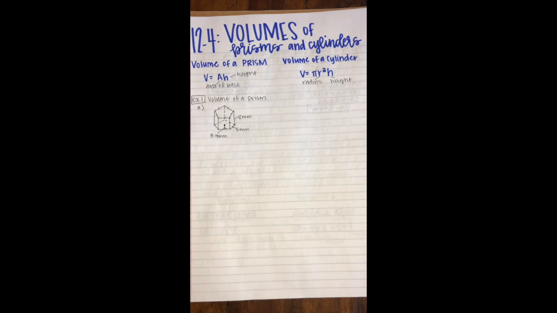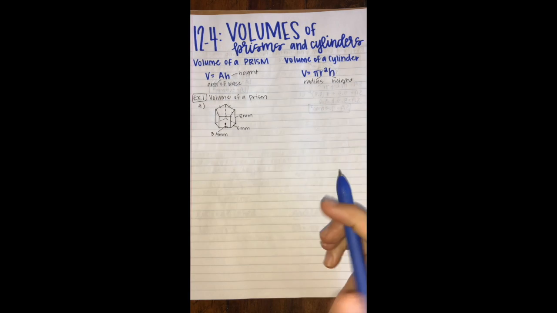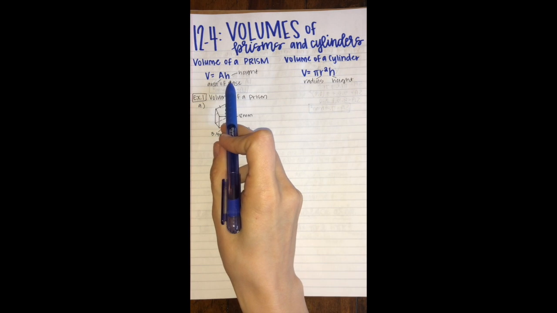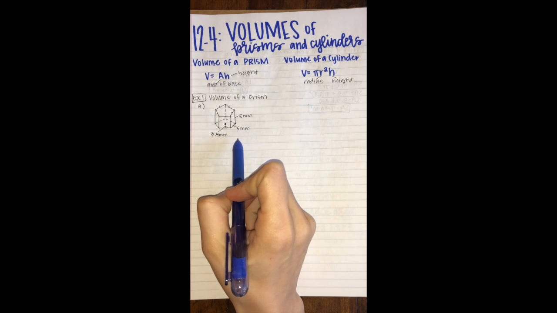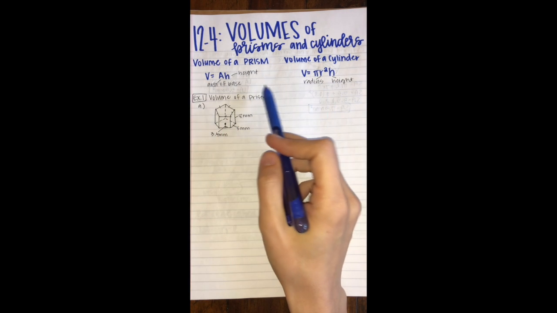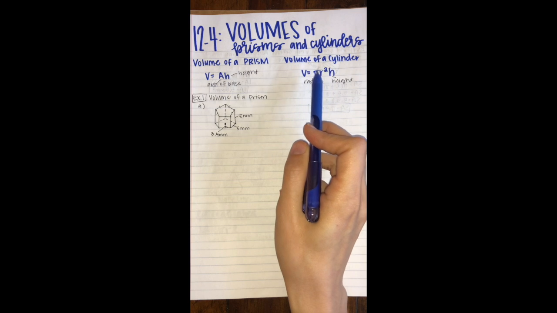So today we're going to be talking about volumes, and we're going to start off with section 4, which is volumes of prisms and cylinders. So I have the two formulas here. Volume of a prism is just the area of the base times the height. So our area formulas from the last chapter we'll use. And for a cylinder, it's the same idea, but the area of a circle is always pi r squared, so we can be a little more specific.